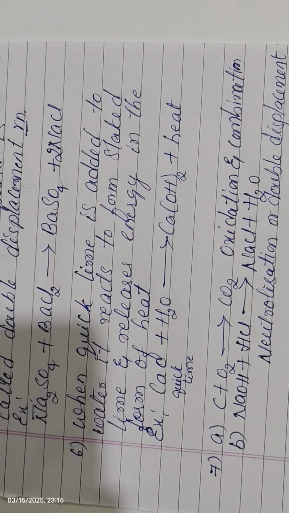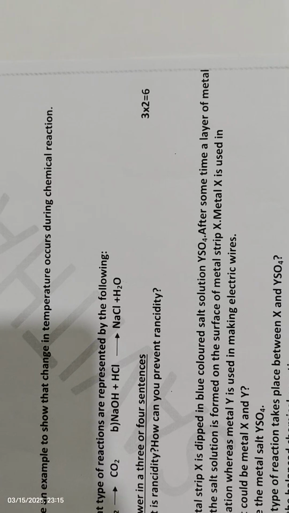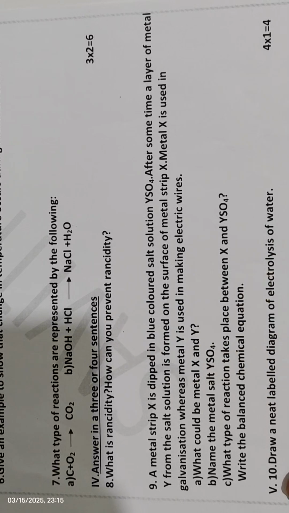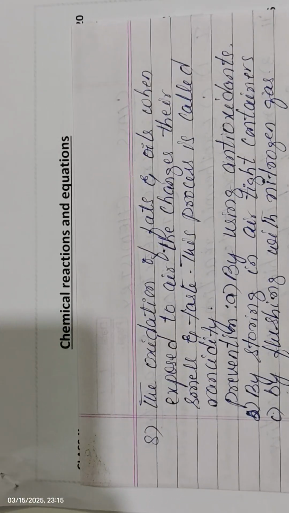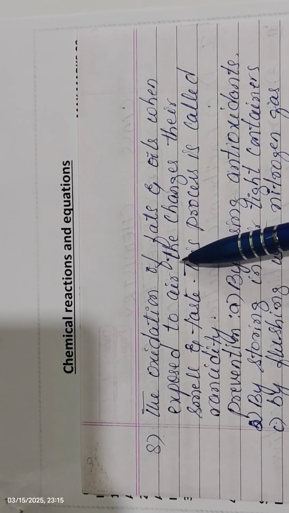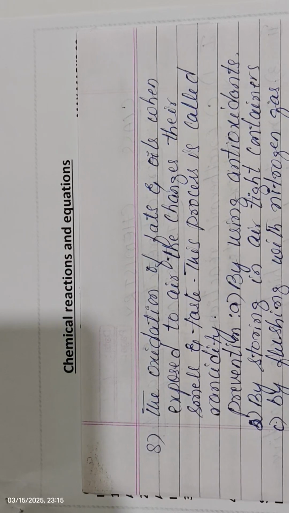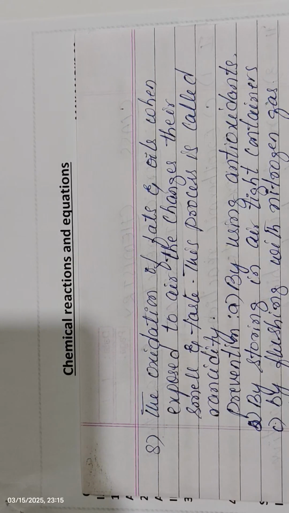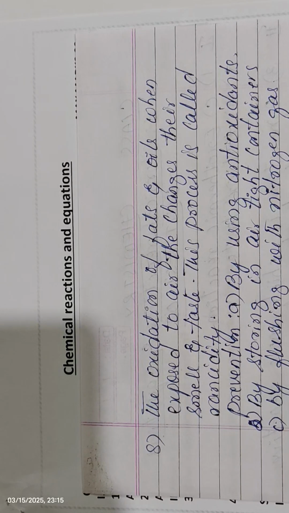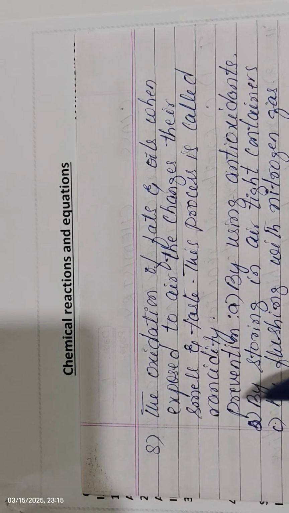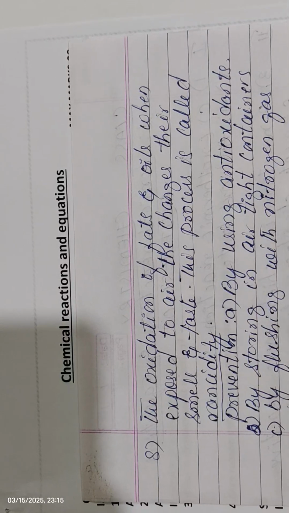Okay, so let's move on to the next question, question number 8. What is rancidity? How can you prevent rancidity? So we'll see the answer. What is rancidity? The oxidation of fats and oils when exposed to air, they change their smell and taste. The process is called rancidity. So when food made up of oils and fats is exposed to atmospheric air, it undergoes oxidation and changes its smell and taste. This process is called rancidity.